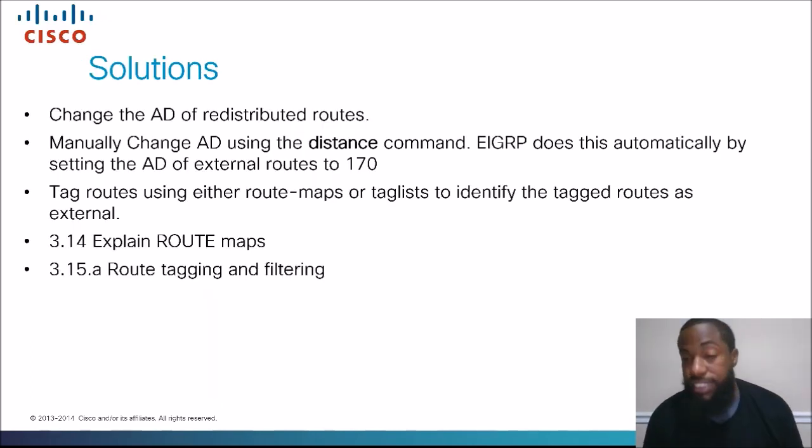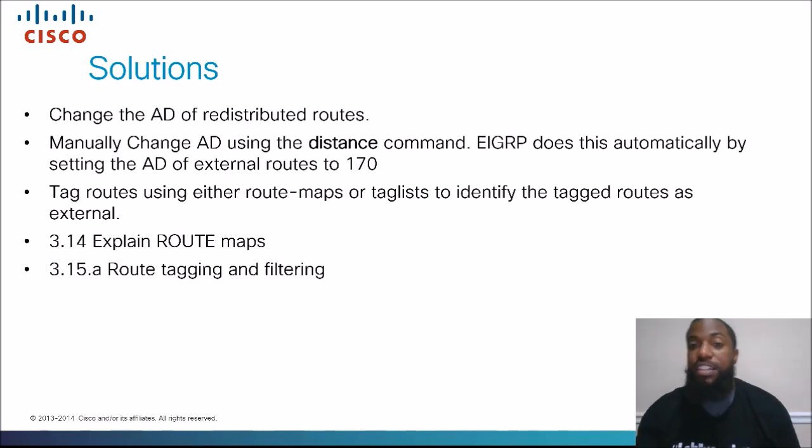What are the solutions to this problem? Obviously, hire a network engineer that knows about suboptimal routing and redistributing correct routes. Or you can change the administrative distance, AD, of redistributed routes. Remember, we can manually do this by just typing distance, and then you can modify it from there. And remember, the lower the administrative distance, the better, not the higher.